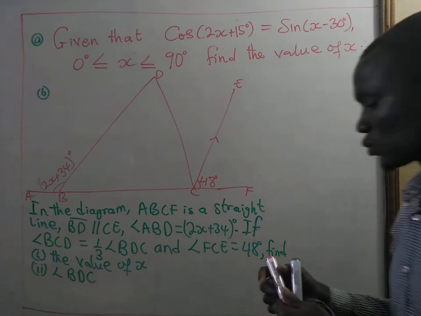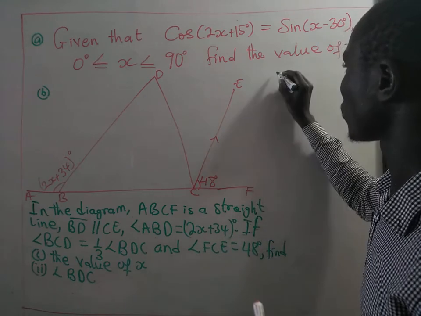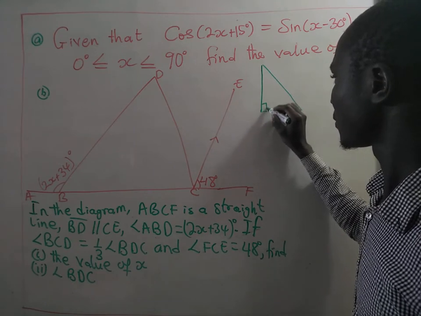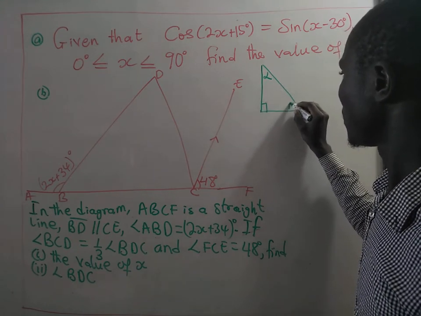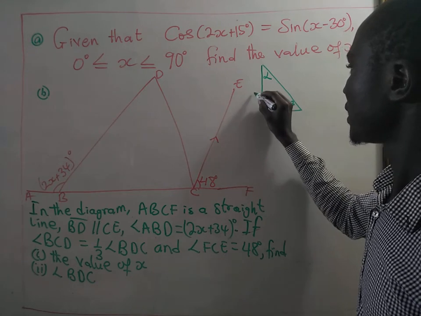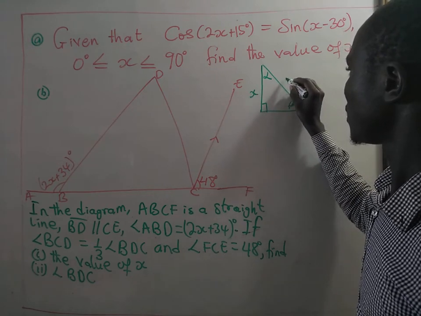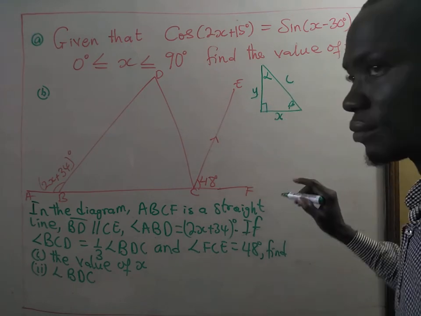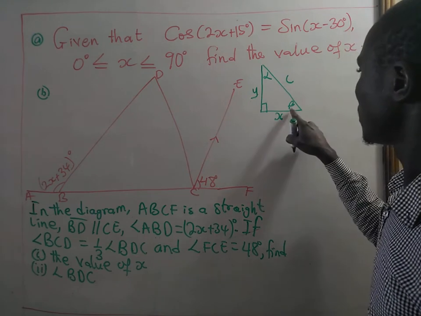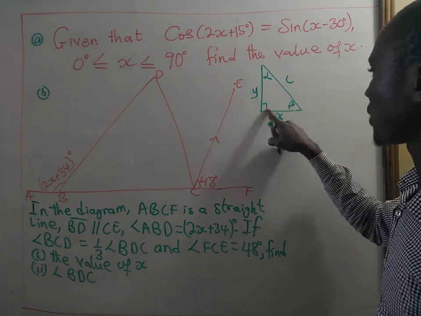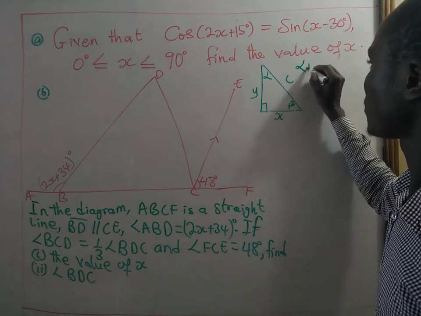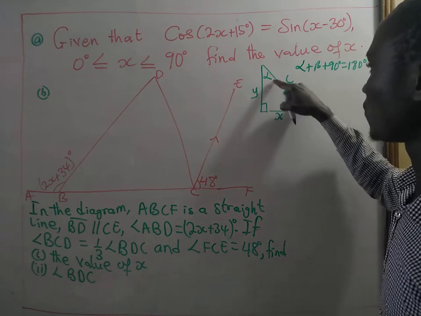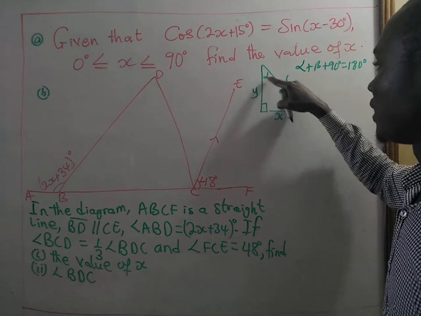Now, let's look at this one. If I have a right angled triangle, if I name here alpha and here beta, let's name here x, let's name here y, L and x. Now, alpha plus beta plus 90 is 180 degrees. That is the sum of the interior angles of a given triangle.